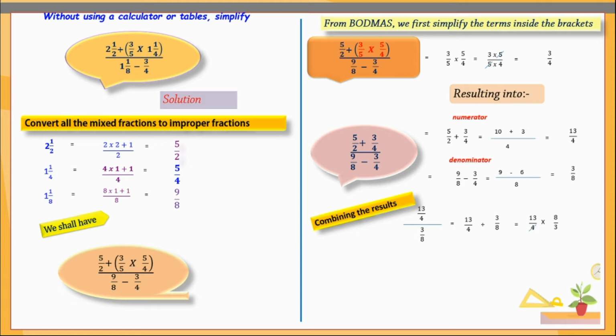We may cancel this 8 with 4, we shall have 2. So now we are going to have 13 times 2, you get 26, out of 3 times 1, you get 3. So we end up with 26 out of 3. When we convert it into a mixed fraction, we shall have 8 whole numbers and 2 out of 3.